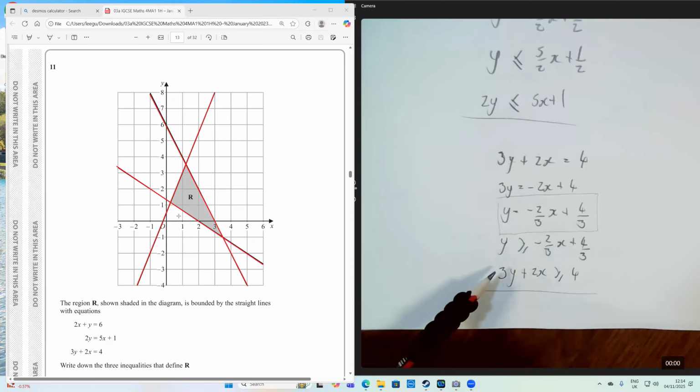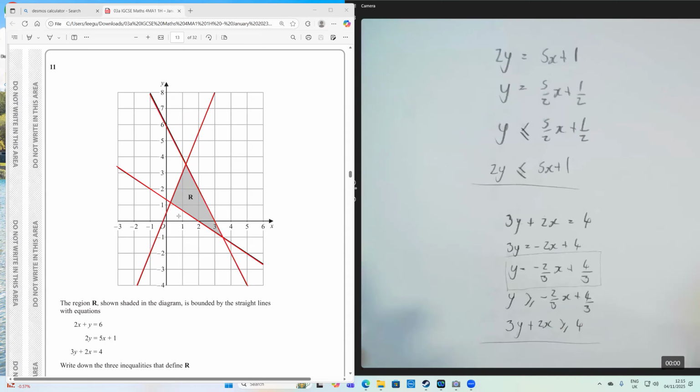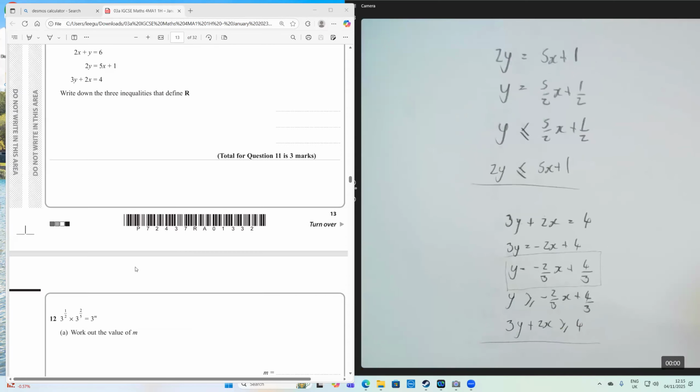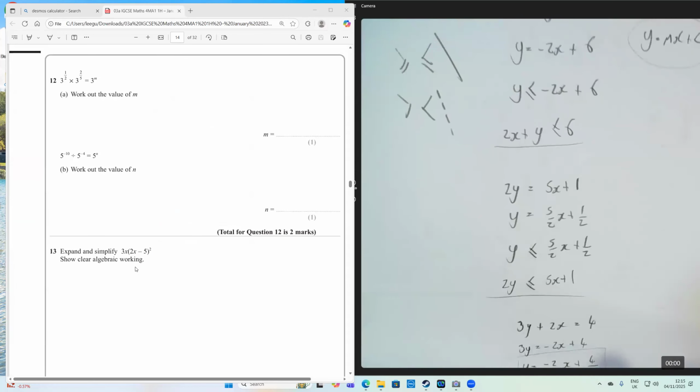So I found out that I've got 3y add 2x is greater than or equal to 4. And that's how I would answer that question. But in my opinion, that was a tough 3 marks to get, and I wouldn't be surprised at all if most people didn't successfully get that. Tricky question.